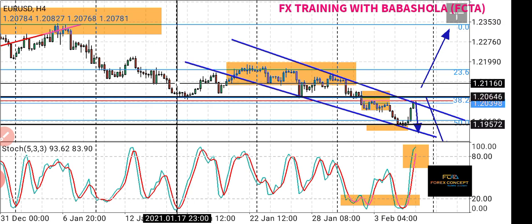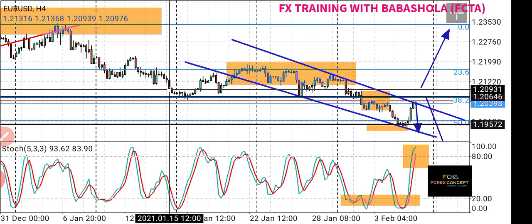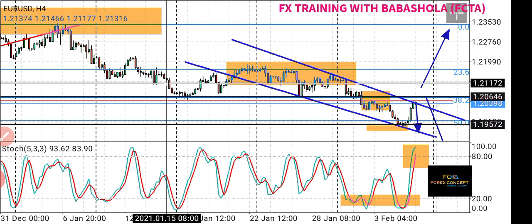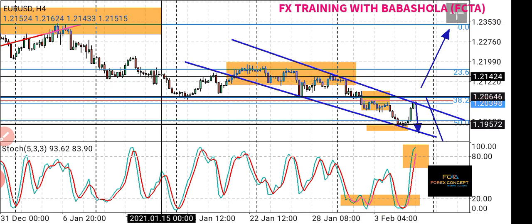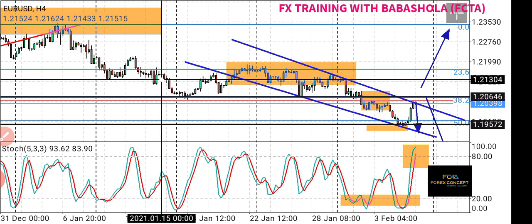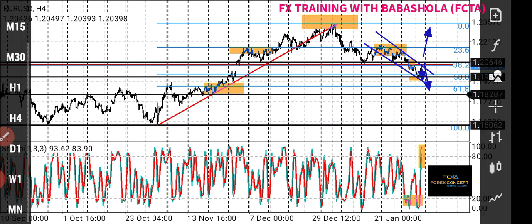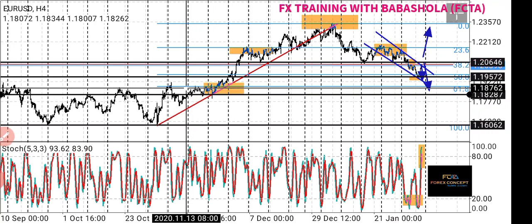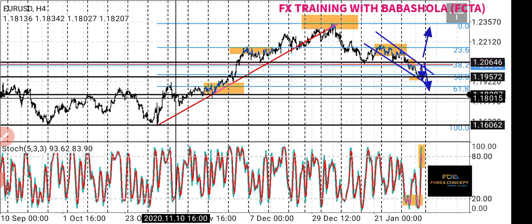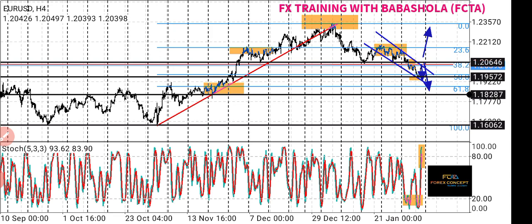So our stop loss will be around the neckline. Let's just say here, because this is the next support level, and this is the next resistance level. So I expect the stop loss to be 1.21304, while our take profit will be at the 61.8% Fibonacci level, which is 1.18264.